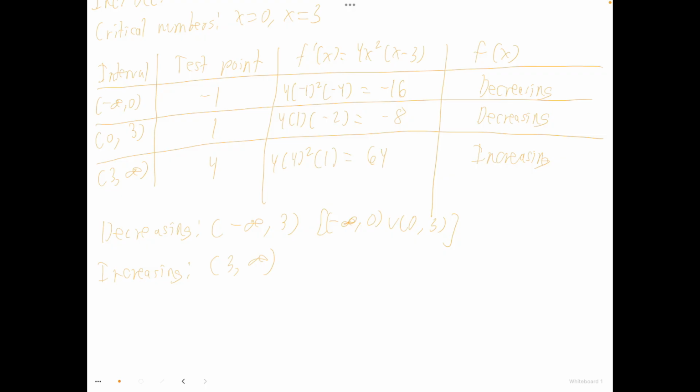Now, one thing to note here is that this does tell us that 3 is where we have a local minimum, because we want decreasing to increasing. So there is a local min at x equals 3.